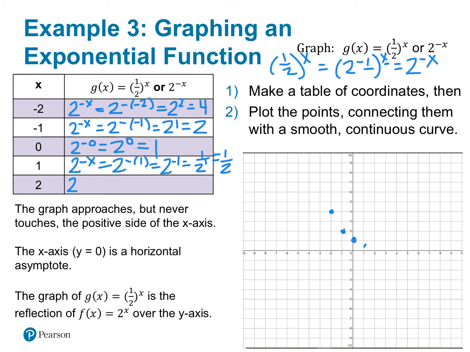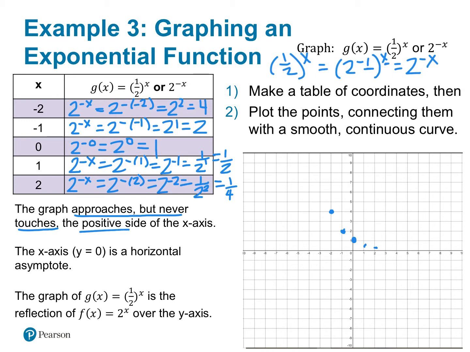And 2 to the negative x, but this time replace x with a 2. So that's 2 to the negative 2, which is the reciprocal, 1 over 2 squared, or 1/4. So this coordinate is (2, 1/4). So you can see I'm getting closer and closer to that x-axis. The graph approaches but never touches the positive side of the x-axis.